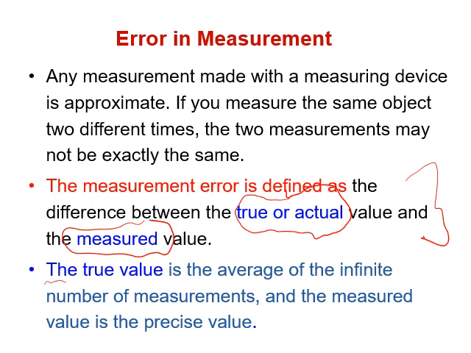Where to get this true or actual value? The true value is the value of the average of infinite data collected. Let us assume that I am measuring that quantity an infinite number of times. The average of those measurements is considered the true value. Or actually, we can say it is to be obtained by calculation. The value of calculation is considered the true value.